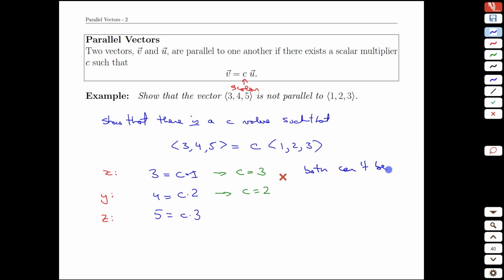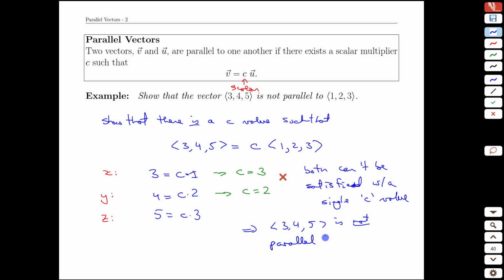Both can't be satisfied with a single C value. And if that's the case, then we conclude that these vectors are not parallel. 3, 4, 5 is not parallel to 1, 2, 3.